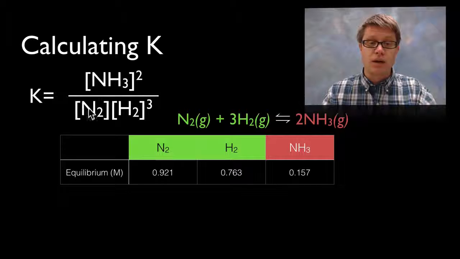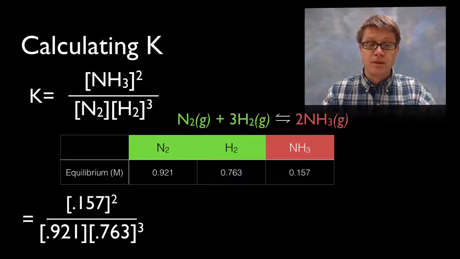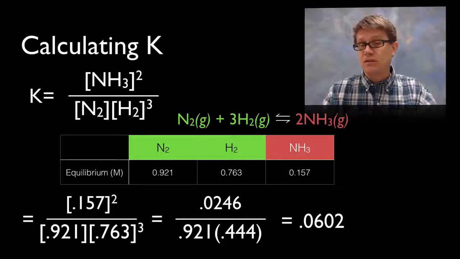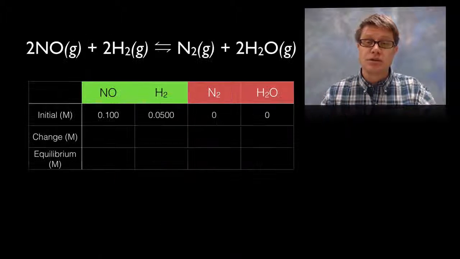Well, first we start by writing out the reaction. So it's going to be ammonia raised to the second power, nitrogen times hydrogen raised to the third power, and then you're simply going to plug those values in. So we're going to put 0.157, which is our concentration of the ammonia, in the top. We multiply this out, and I'm going to get a value of 0.0602. And so that's going to have 3 significant digits. So that's calculating K. You should be able to do that.